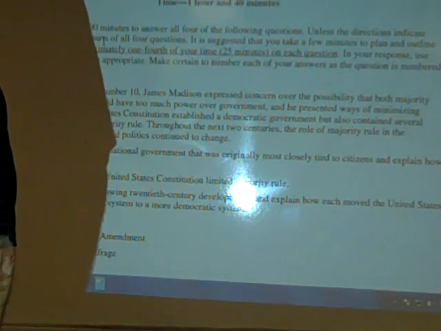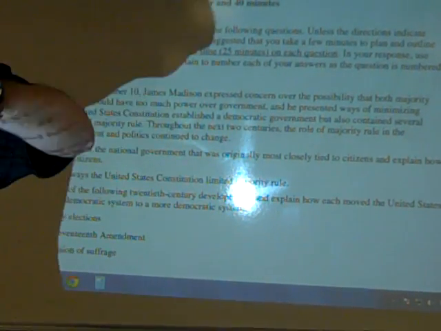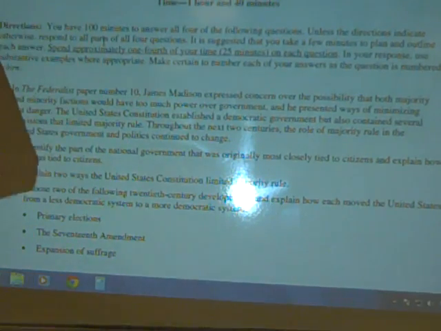Okay? Choose 2 of the following 20th century developments and explain how each moved the United States from a less democratic to a more democratic system. You kind of need to know what that means. Less to more democratic means more and more ruled by the people. So more and more maybe election type stuff. More and more decision making by the people.